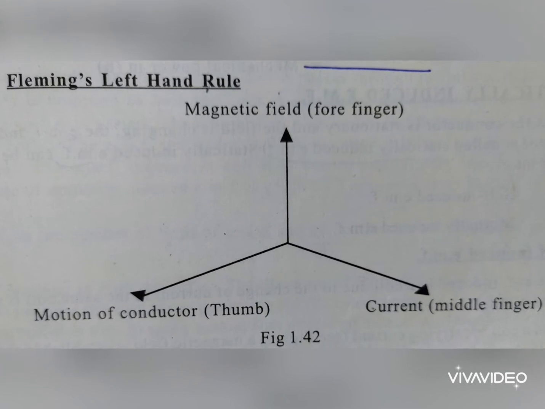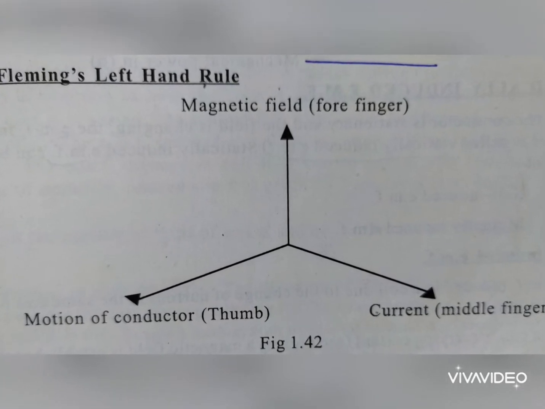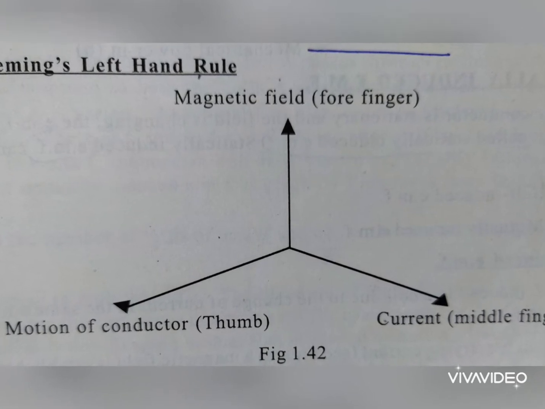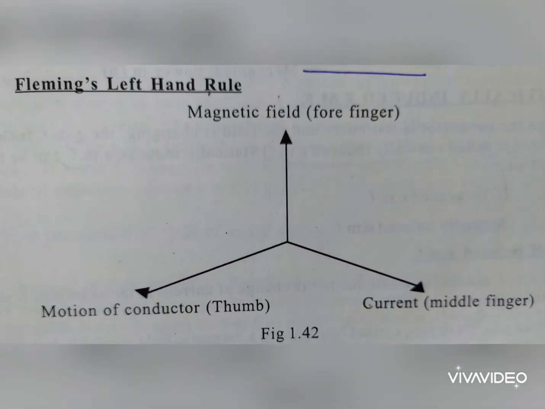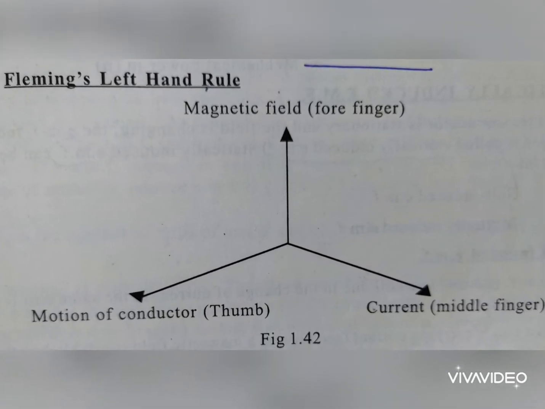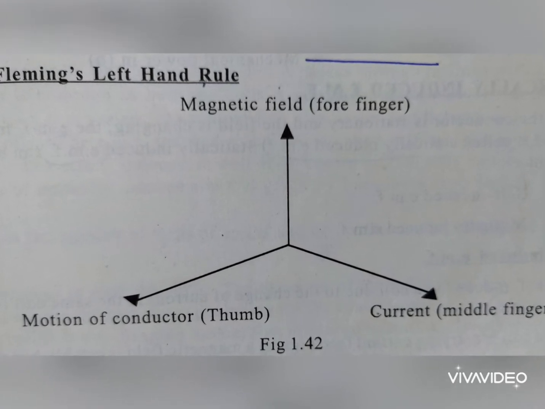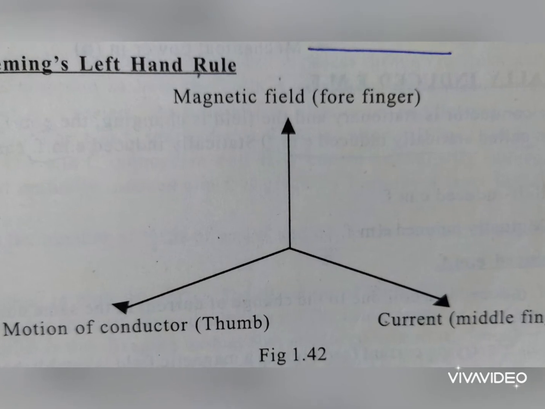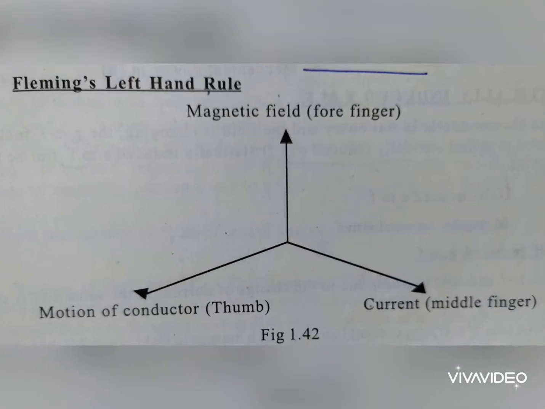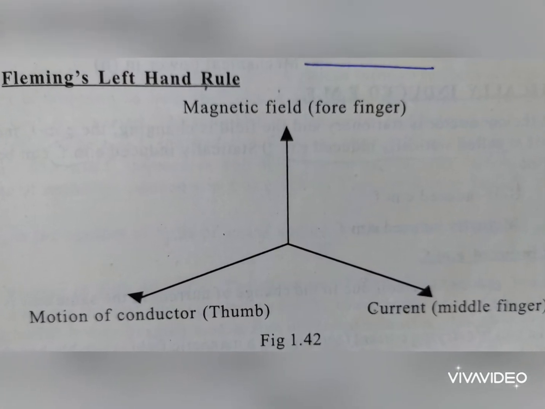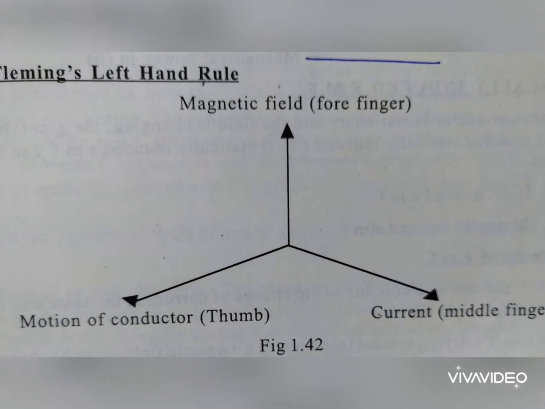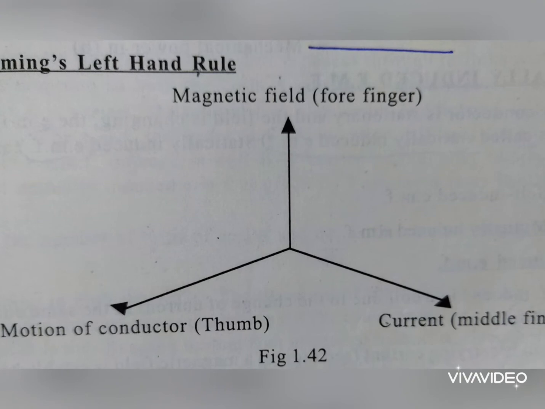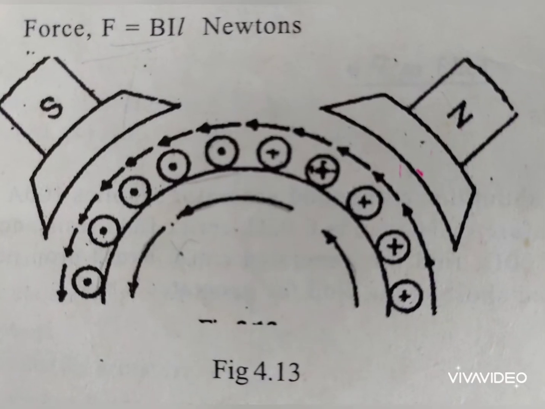What is Fleming's left hand rule? Stretch out the left hand with the forefinger, middle finger and thumb. The forefinger indicates the direction of the magnetic field, the middle finger indicates the direction of the current, and the thumb points to the direction of the mechanical force or motion of the conductor. So F is equal to BIL Newton.